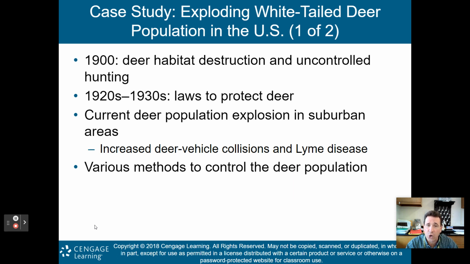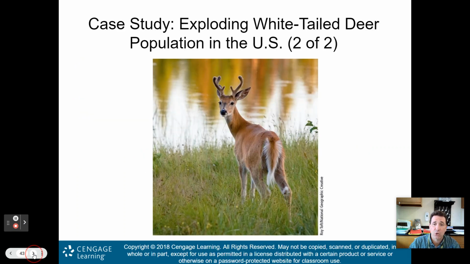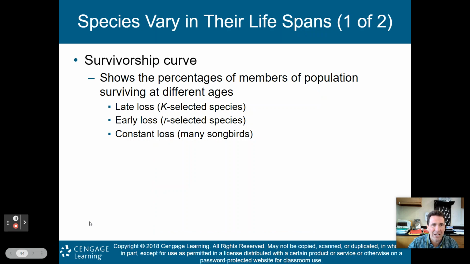But in the 20s and 30s, laws were enacted to protect the deer. The current deer population has now exploded in suburban areas. We're getting increased vehicle collisions, some Lyme disease as well. There are various methods out there to control the deer population, but especially in some of our more suburban areas like here in southern Westchester, we're definitely having a harder time controlling it. And there the little guy is, the white-tailed deer here in the United States.